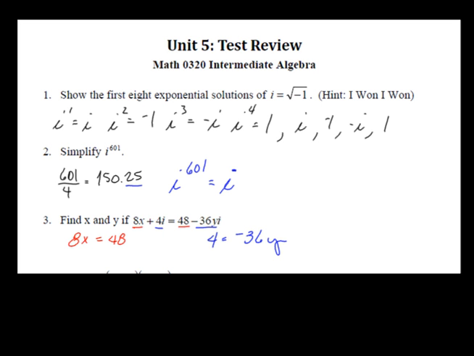Now I need to solve for x. To solve for x, I'm going to divide both sides by 8. And I find that x equals 6. To solve for my y, I divide both sides by -36. I'm trying to isolate the y. Therefore, I have y is equal to -1/9.